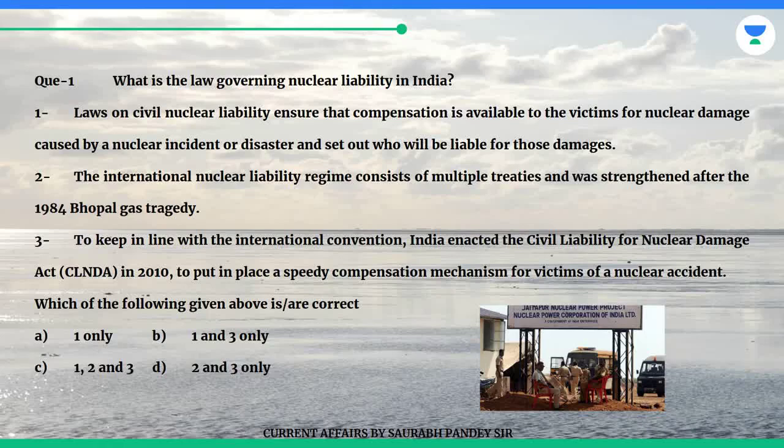1. Laws on civil nuclear liability ensure that compensation is available to the victims for nuclear damage caused by a nuclear incident or disaster and set out who will be liable for those damages. 2. The international nuclear liability regime consists of multiple treaties and was strengthened after the 1984 Bhopal gas tragedy. 3. To keep in line with the International Convention, India enacted the Civil Liability for Nuclear Damage Act, CLANDA, in 2010 to put in place a speedy compensation mechanism for victims of a nuclear accident.